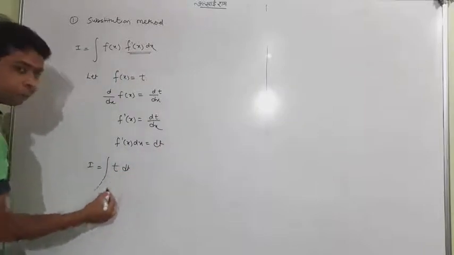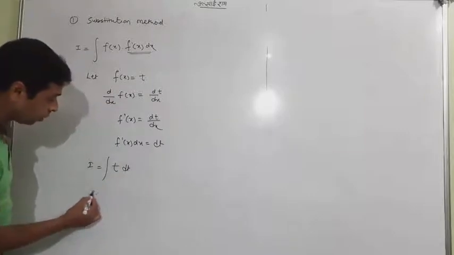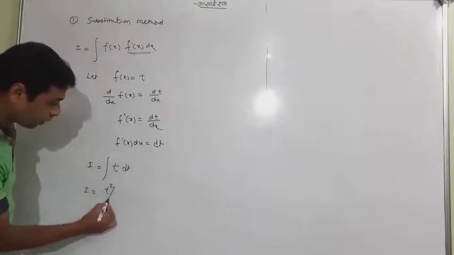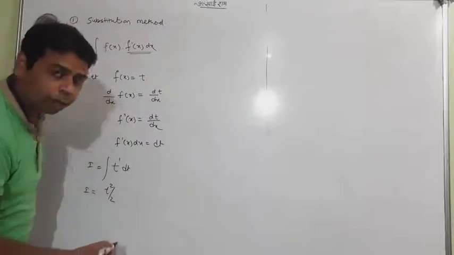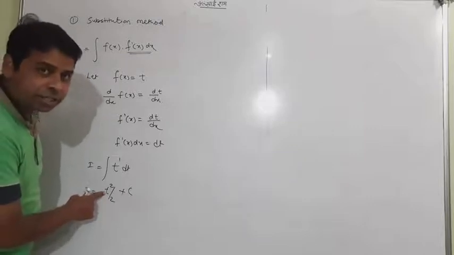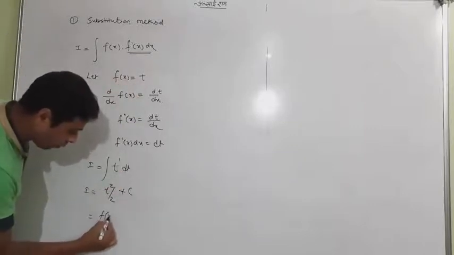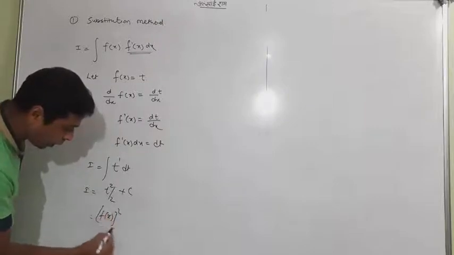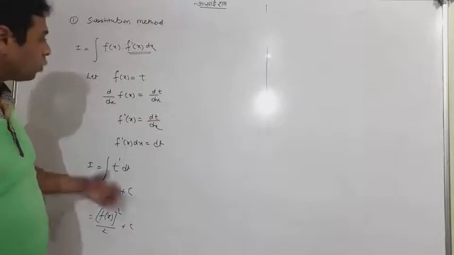And the question is going to be very easy: t to the power 1, with respect to t, having an integration. So your answer is t squared by 2, because it is t to the power 1. I will use the power formula here, plus c. At the end, instead of t put f of x. So it is going to be f of x whole squared, whatever the function is, upon 2, plus c. That is the answer of the integration. So this was the very beginning.